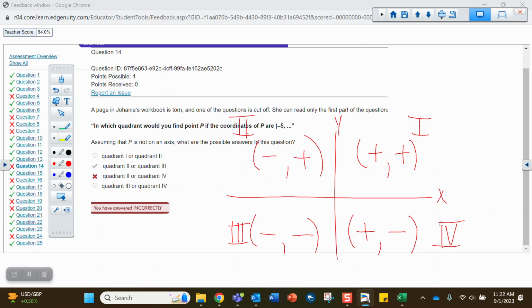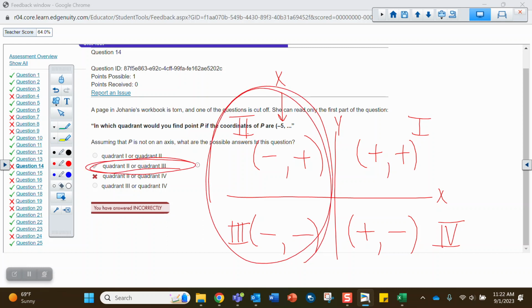So if we want -5, that's the x value, that's the first ordered pair. So we're looking here, either quadrants 2 or 3 are going to have the negative x. If it's helpful, maybe write that picture down somewhere in a notebook.